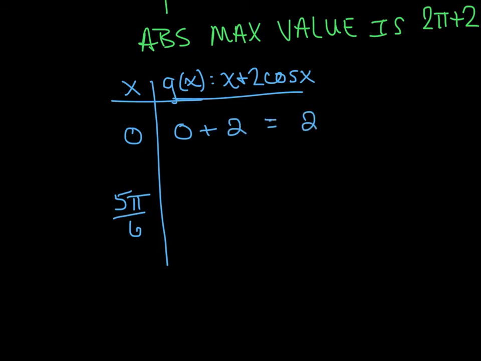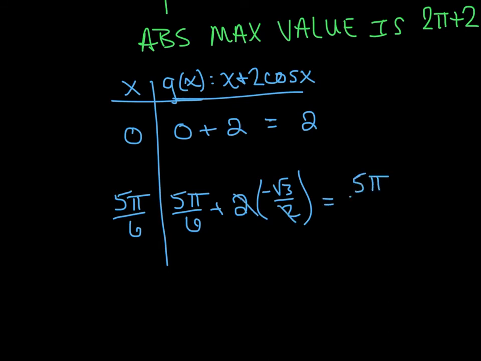And then 5 pi over 6 plus 2 times, let's see, the cosine of 5 pi over 6 is going to be negative radical 3 over 2. 2's cancel. 5 pi divided by 6 minus radical 3. Interesting. 5 times pi is about 15, probably closer to 16. And we'll say 15 divided by 6 is about, we'll say 2.5-ish minus 1.7-ish. Yeah, that's going to give me approximately 0.8-ish.